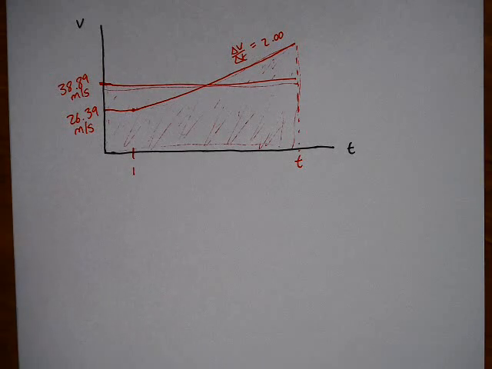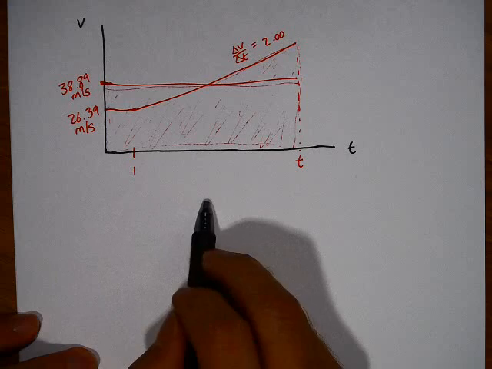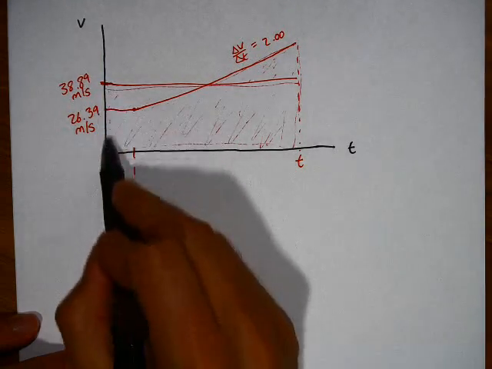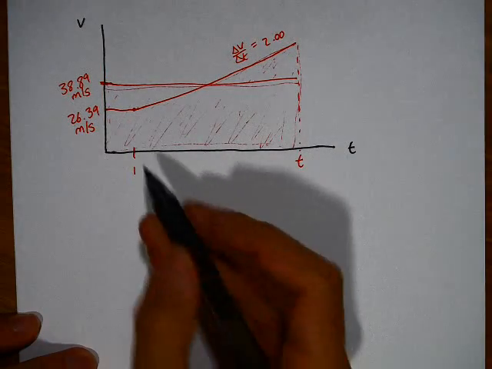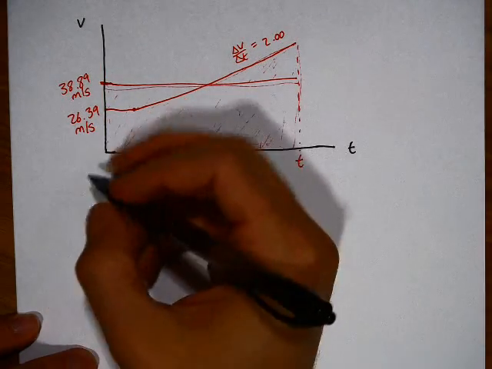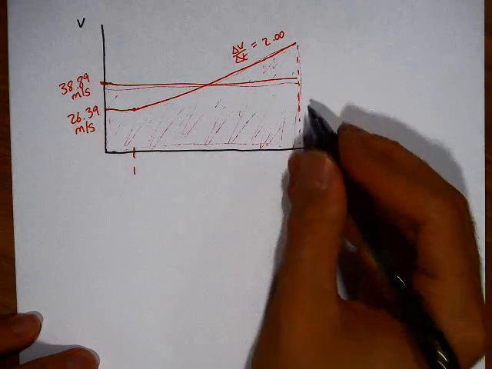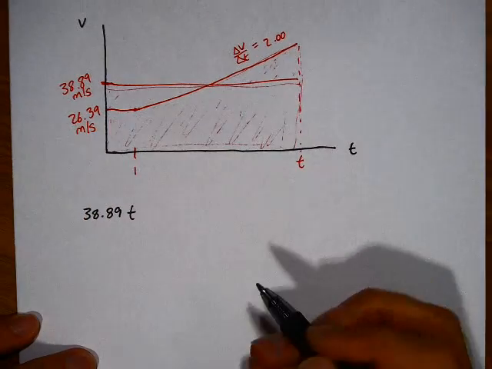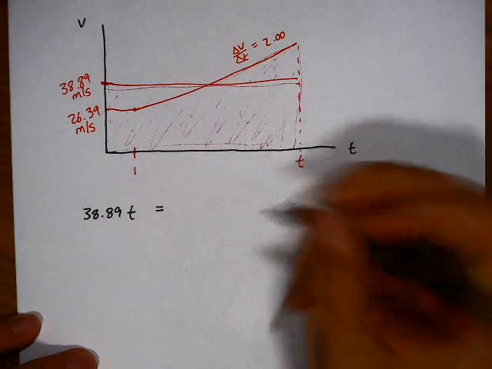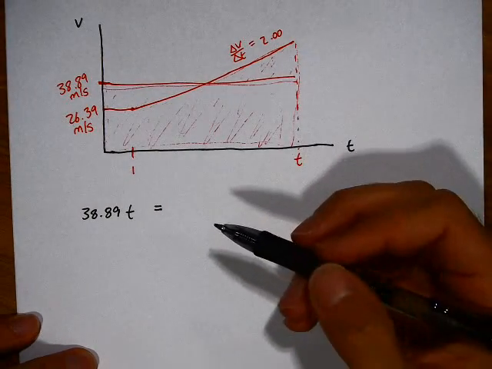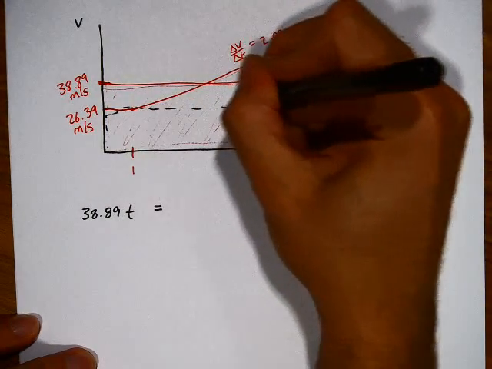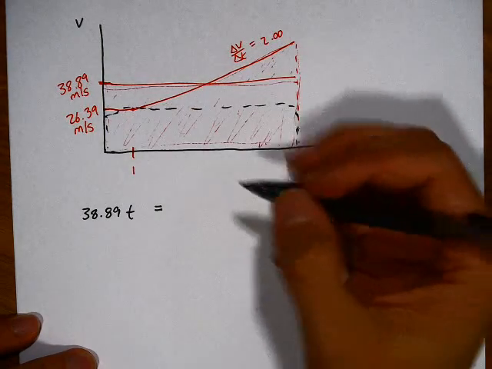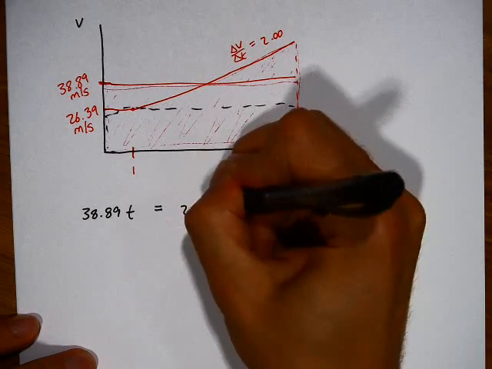So with this graphical method, we just need to write down an equation that says one area equals the other area. So the area of this rectangle is easy to calculate. It's just base times height. That is, it's t times 38.89, or 38.89 t. Okay. And now this other area can be broken down into a rectangle and a triangle. So here's the rectangle. And for the rectangle, the area is 26.39 t.